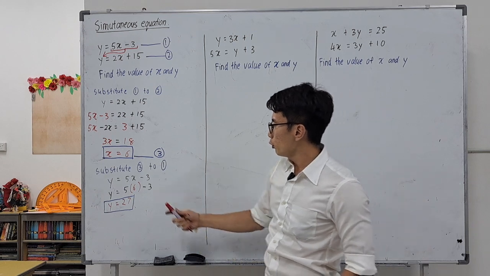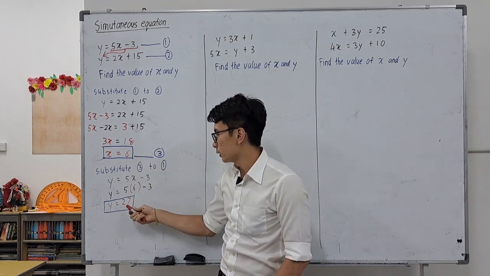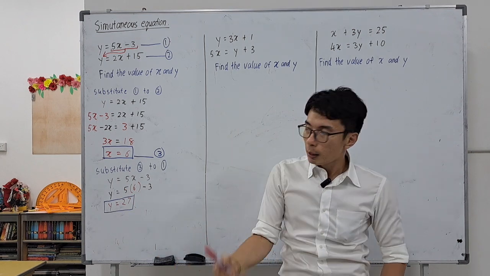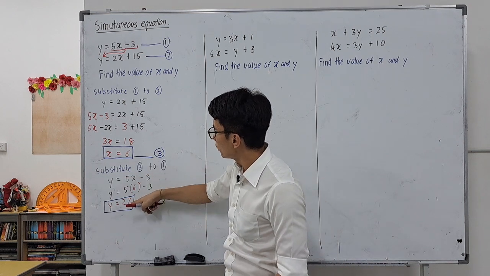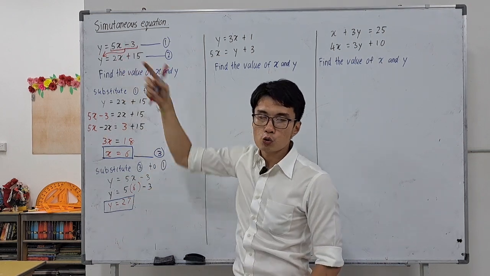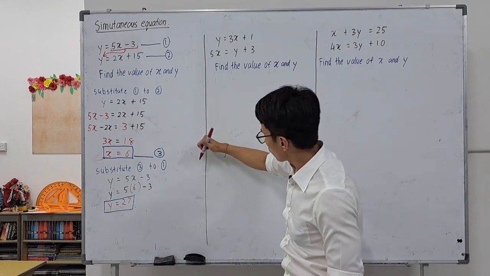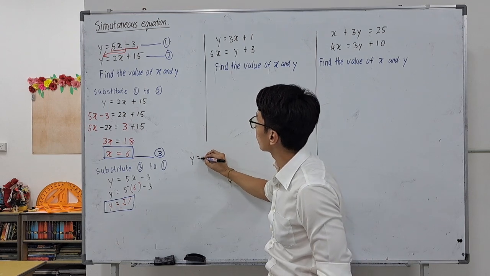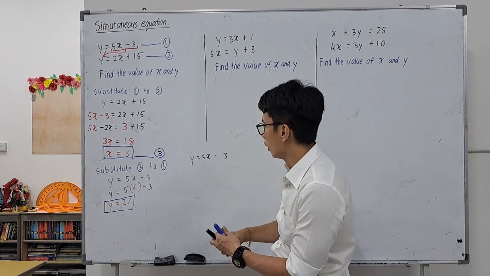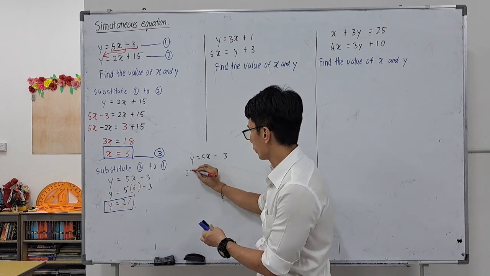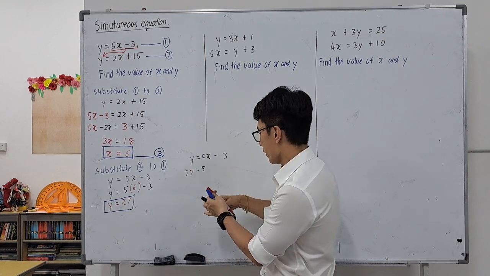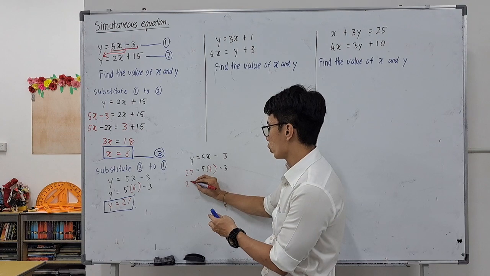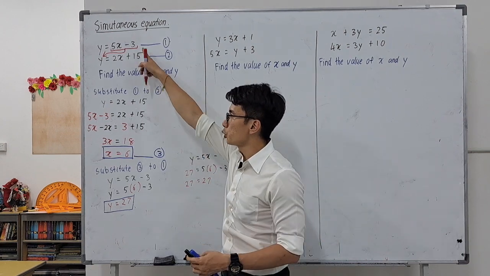Now again, let's just say you are not sure of this answer, and you might be wondering, did I do something wrong? You want to double check your answer. You can always put these values back into the equation to check if your answer is legit or not. So let's quickly do it one time just to double confirm. My first equation is y is equal to 5x minus 3. I know my y is 27, my x is 6, and true enough, 27 is equal to 27. It's true for equation 1.